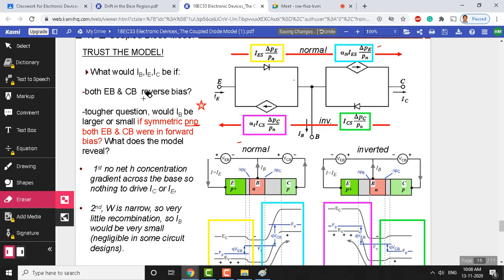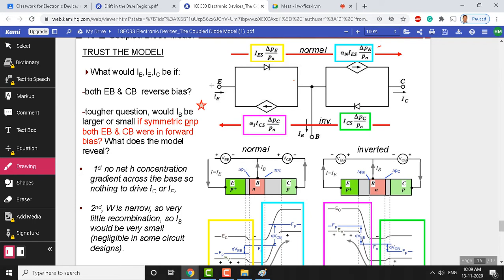It will be large scale. Yeah, that is the normal answer which we usually get. You are saying the base current is larger, am I right? What is your name? Karthik, you are saying the base current is larger when we forward bias both the emitter-base junction and the collector-base junction. Is that the answer? Okay, let me analyze this.